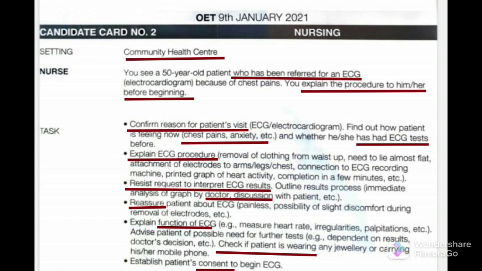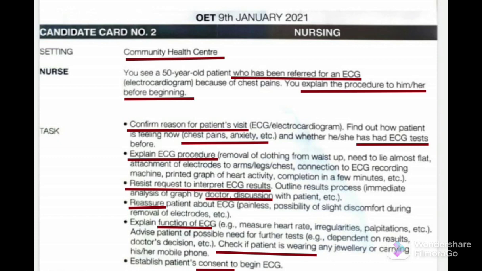So the first task is confirm reason for patient visit ECG and find out how patient is feeling now, chest pain, anxiety, and whether he had ECG test before. So the first task we will start like this. Well, Mr. Robert, no problem, I can do that. Before proceeding further, let me check your name in my system. Okay, fine. So your GP has advised for electrocardiogram test, isn't it? Before proceeding to the procedure, I would like to ask you some questions. Is it okay for you? Then he will tell, okay, fine, no problem.